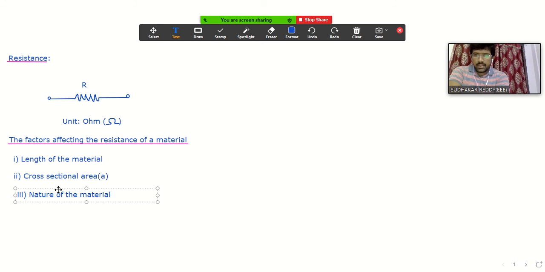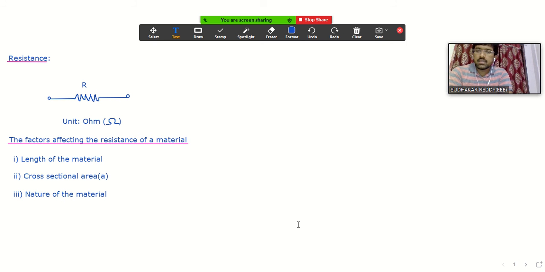So that means from material to material. Now from material to material, the resistance value is changing. It's not a constant value. Suppose you consider a copper material, and similarly an aluminum material, both having the same length and the same cross-sectional area. Then which material has less resistance? Definitely the copper material has less resistance compared to the aluminum material because of its internal structure.